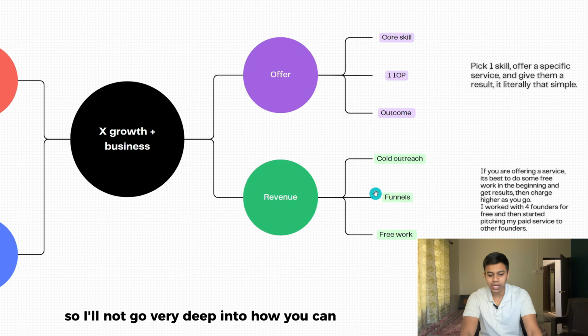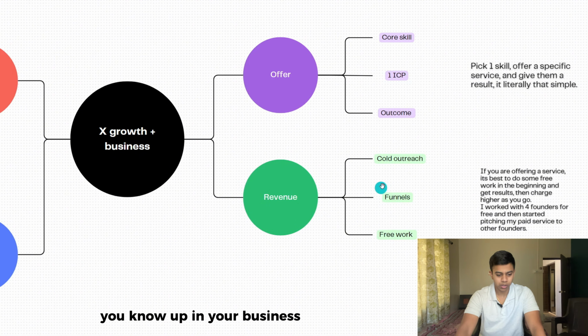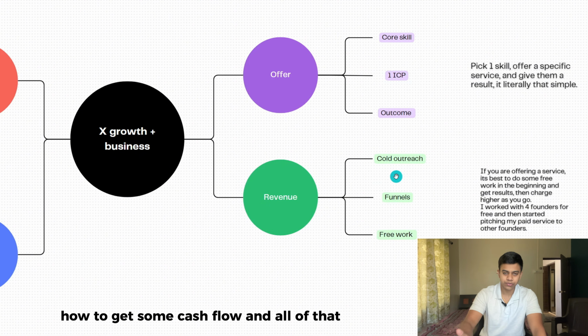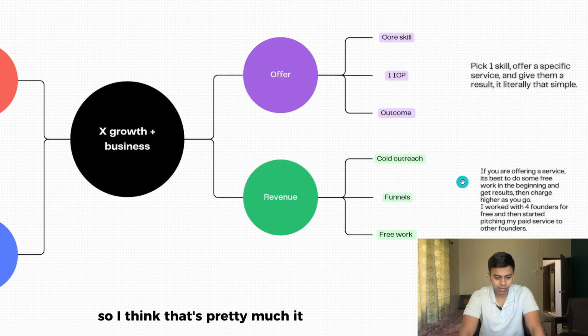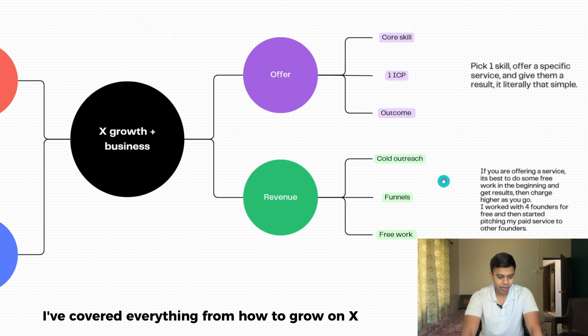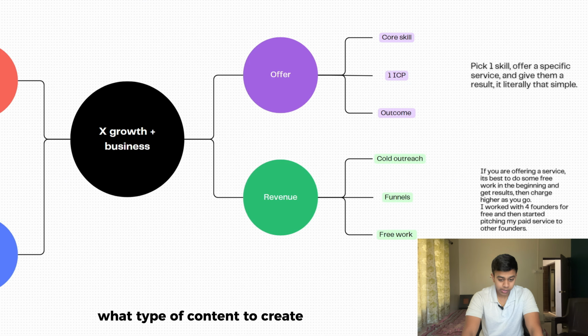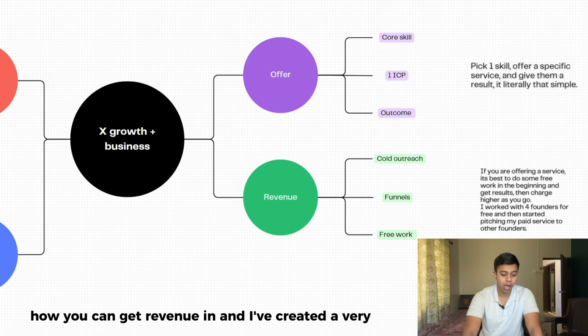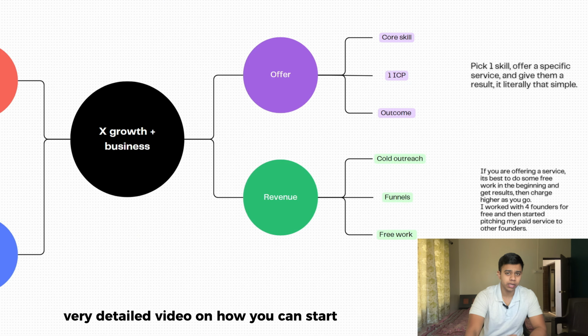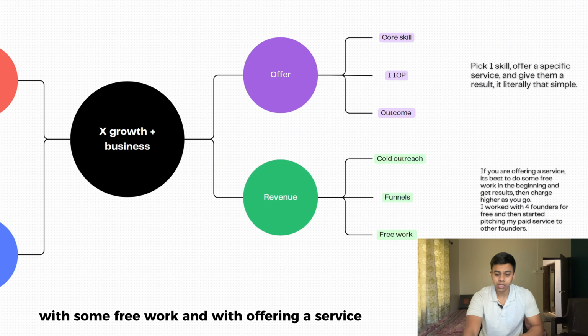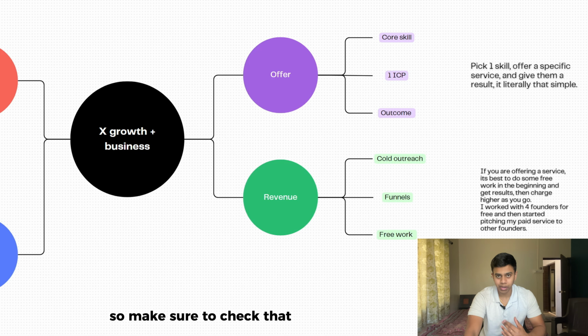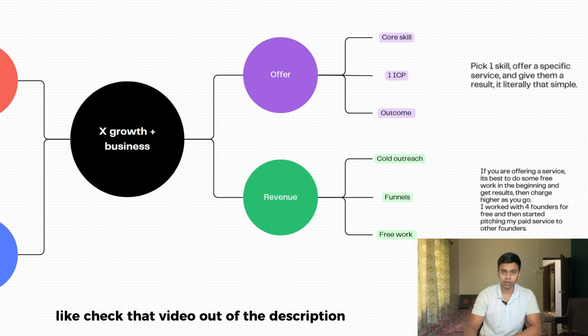So I'll not go very deep into how you can get your revenue and get some cash flow in your business. I think that's pretty much it. I've covered everything from how to grow on X, what type of content to create, how to offer a service, how you can get revenue in, and I've created a very, very detailed video on how you can start getting cash flow in your business with some free work and with offering a service. So make sure to check that video out in the description.